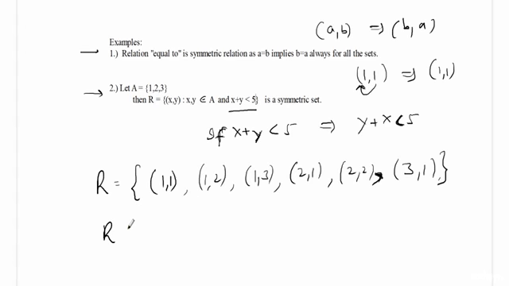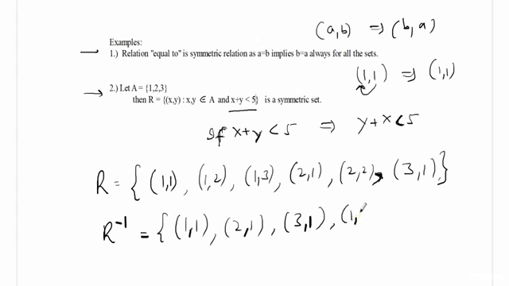You can also check by writing R inverse. If I write R inverse, I will get (1, 1), this will be written as (2, 1), this as (3, 1), this as (1, 2), this as (2, 2), and this as (1, 3). So we can see that R inverse and R are the same in this case also. Alright guys, clear with the concept of symmetric relations? Makes sense?